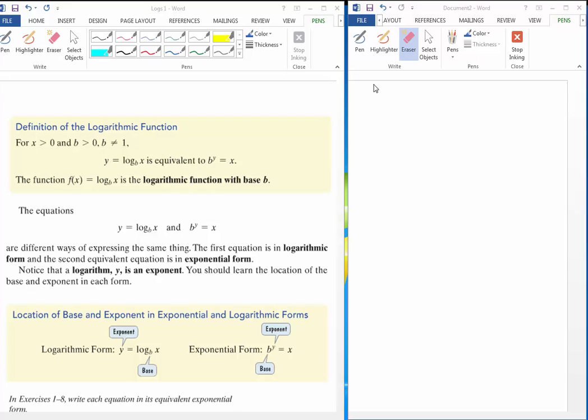Let me just remind you that we have the following right here. If I have y is log base b of x, this is log form. If we want to go from this form to the exponential form, which is going to say b raised to the y is equal to x, let's just review how this goes.